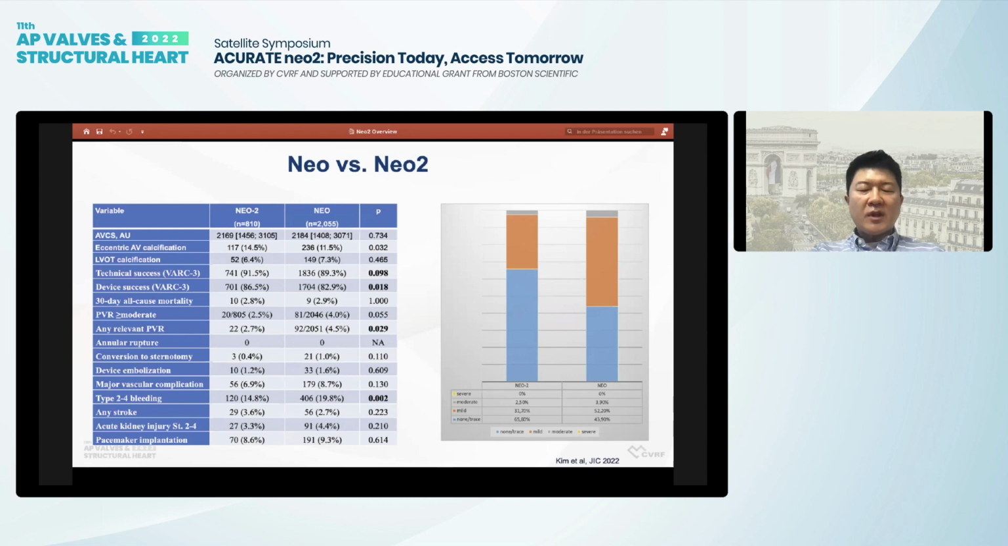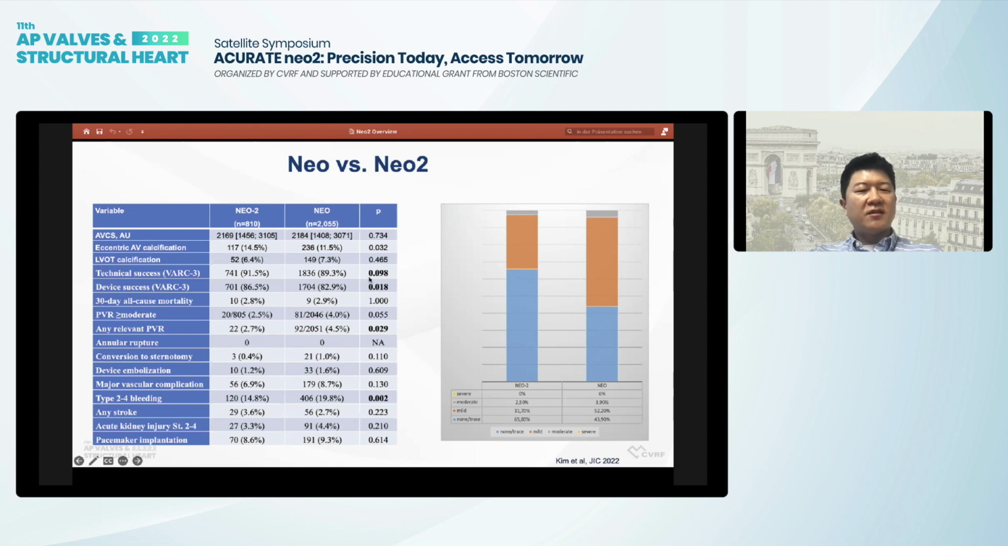Here's another registry that we did together with Dortmund, so two high volume centers, a total of 2,800 patients. We compared our Neo experience with the Neo2. You can see Neo2 were 800 patients, Neo around 2,000. And on this one slide you can see that also the burden of PVL dropped. The rate of moderate PVL dropped from 4% to 2.5%, and also we had less moderate and less mild PVL.